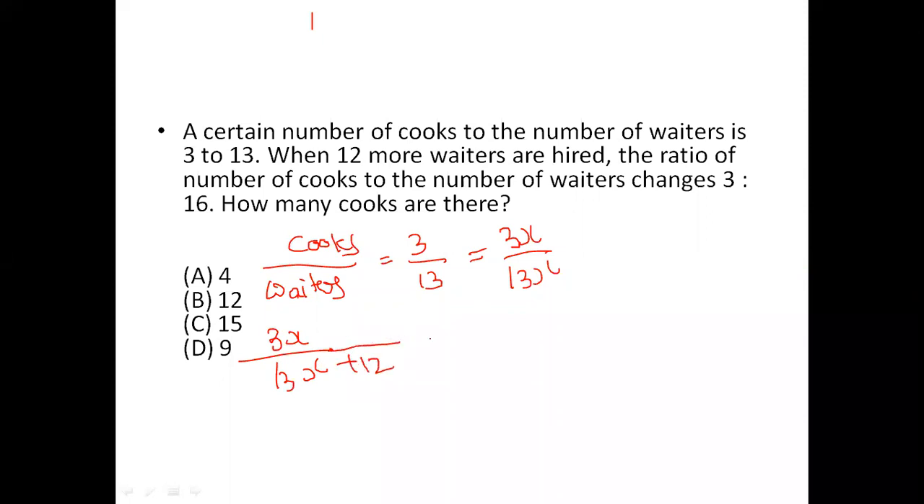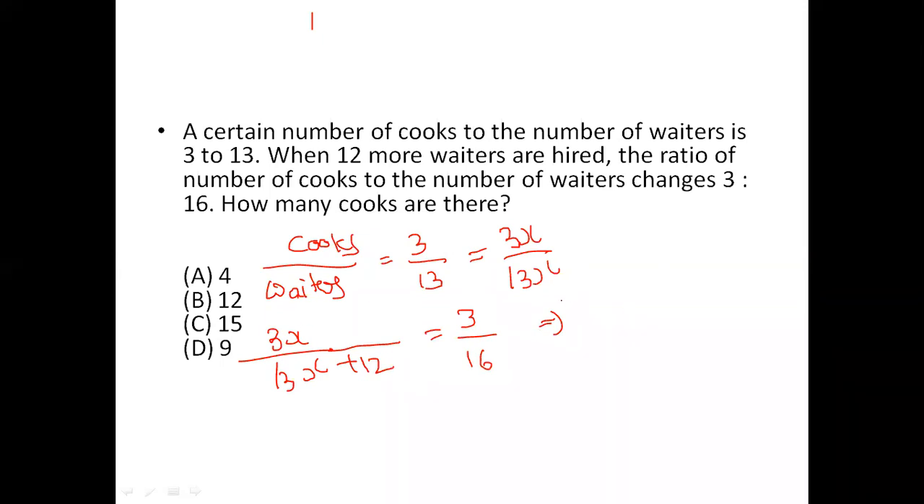In the numerator, I am not adding anything because they did not mention any change in the cook's value. So if 12 more waiters are hired, then ratio of number of cooks to the number of waiters changes to 3 is to 16. So the same thing, guys, cross multiply and find the value of x. Just cross multiply.